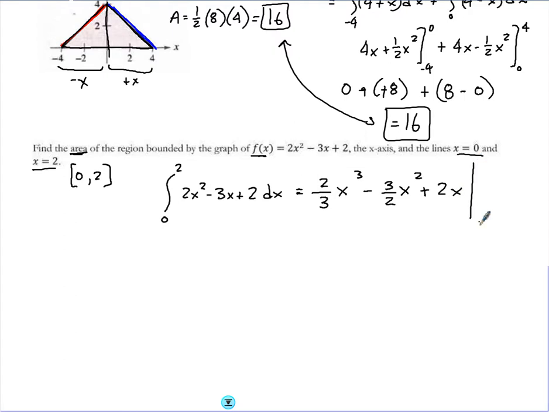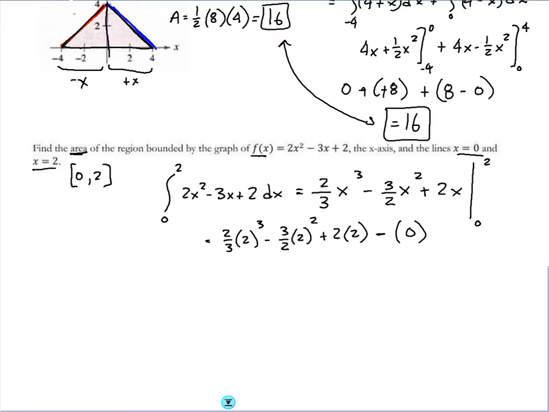So now I'm going to plug in those values. At 2, I'm going to have 2/3 times 2 raised to the 3rd power, minus 3/2 times 2 to the, I'm sorry, not 3rd power, 2nd power, plus 2 times 2. That's the antiderivative at 2, the b value. And I'm going to subtract from that what I get when I plug in 0 for x. That's 0, so this whole second part of the function is going to be equal to 0. So now it's just simplifying and solving for my value.